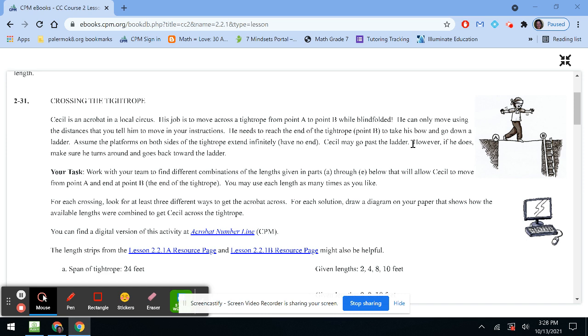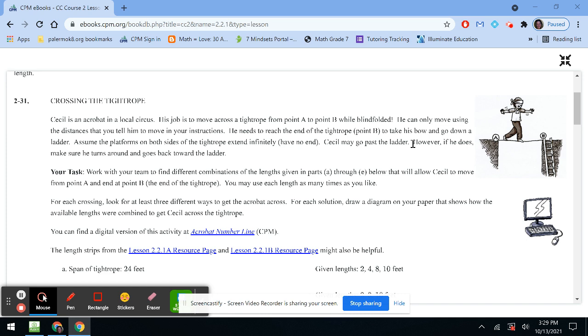Your task: work with your team, that's you and me, to find different combinations of lengths in given parts Alpha through Charlie, not Echo, because I have changed it, I modified it, to allow Cecil to move from point Alpha and end at point Bravo, the end of the tightrope. You can use each of the lengths as many times as you like. For each crossing, look for at least 3 different ways to get the acrobat across. For each solution, draw a diagram on your paper that shows the available lengths were combined to get Cecil across the tightrope.